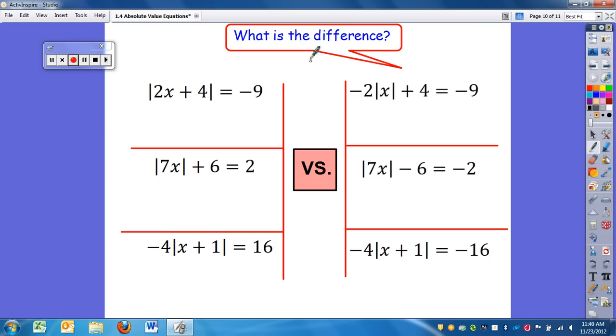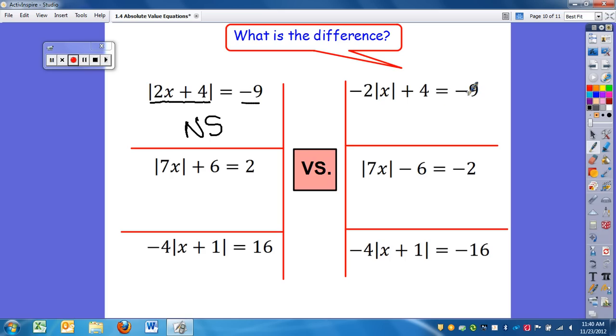So what's the difference? It can be a little tricky to know when it is no solution. If you look on this side, all these answers have no solution. Right away, I have the absolute value sign isolated and equal to a negative number, so I can write no solution, or NS if you want a shortcut.